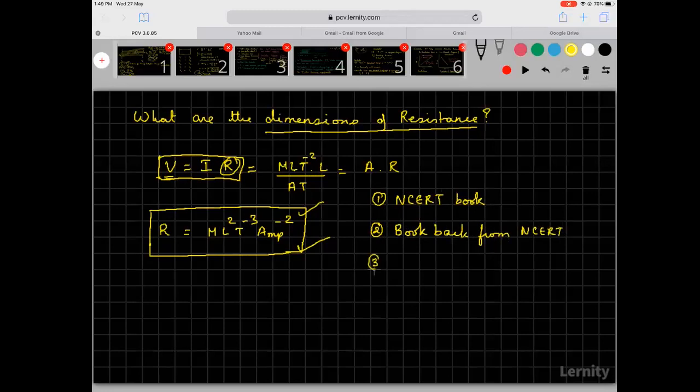Then you try to do all the book back questions from H.C. Verma. Okay, after this also, if you have time, you work out all the book back questions from DC Pandey.